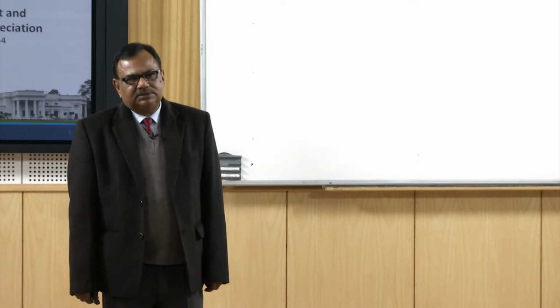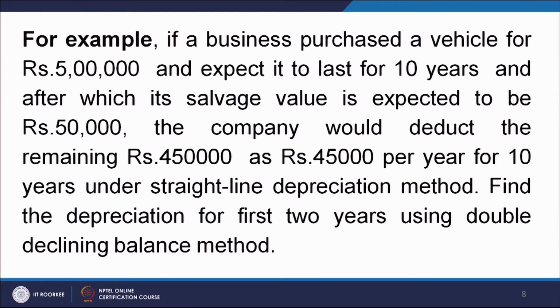Now, the example is: a business purchased a vehicle for rupees 5 lakh and it is expected to last for 10 years, after which its salvage value is expected to be rupees 50,000. The company would deduct the remaining 4,50,000 as 45,000 per year for 10 years under the straight line depreciation method. Find the depreciation for the first 2 years using the double declining balance method.